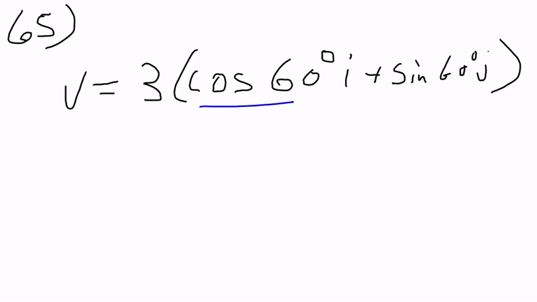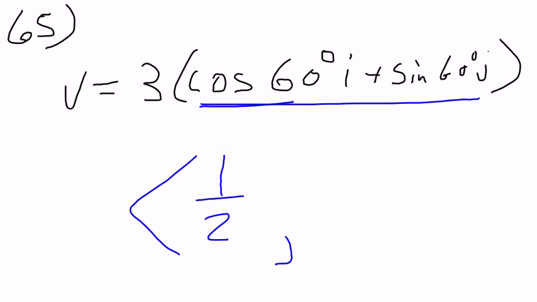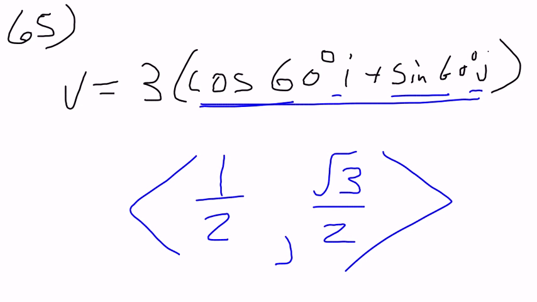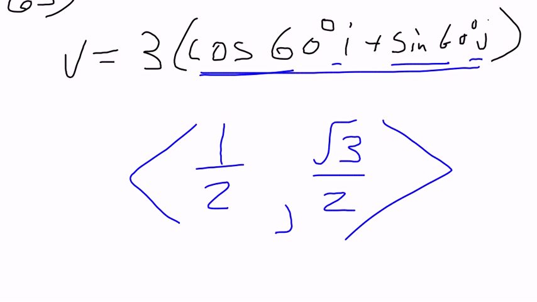So cosine of 60, what is the cosine of 60? Well, that's 1/2, according to my sheet that I gave you at the beginning of the year. And we're going to turn this from standard, i, to component. So the sine of 60 would be square root of 3 over 2. Okay? And then I have a magnitude out front, or a value out front, of 3.